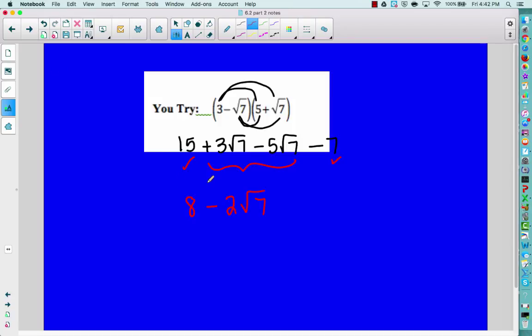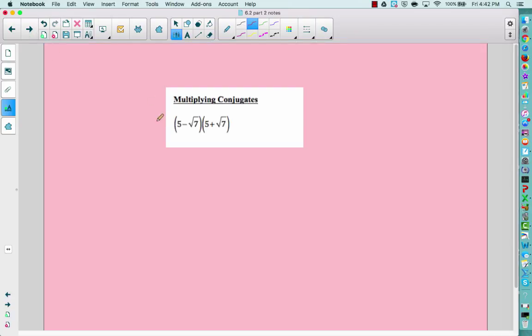All right, let's talk about when we multiply conjugates. Those were just binomials. When we multiply conjugates, something interesting is going to happen. Now, we've said this several times, but I really want us to get into it a little bit deeper. Multiplying conjugates. Watch what happens. 5 times 5 is 25. 5 times root 7 is 5 root 7.